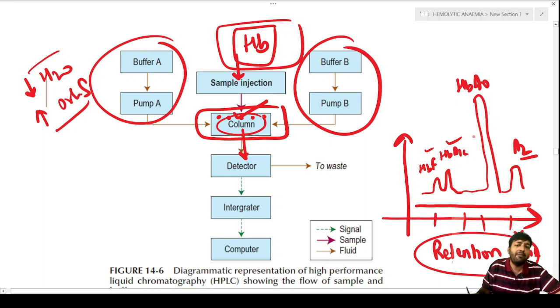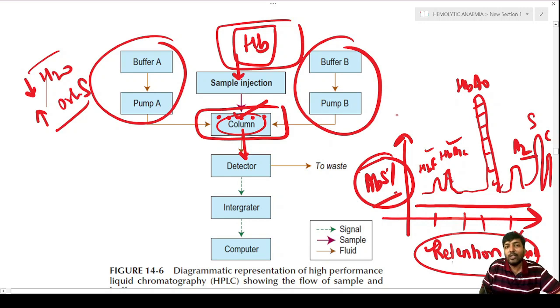Now if any variant hemoglobin is there, for example HbS, that is going to elute over here, and HbC is going to elute further on. So different hemoglobin molecules will have different retention times according to the charges that they have. According to their relative positions we can detect them, and we can also quantify them by calculating the area under the curve. On the x-axis, as I told you, is the retention time, and on the y-axis is the absorbance.